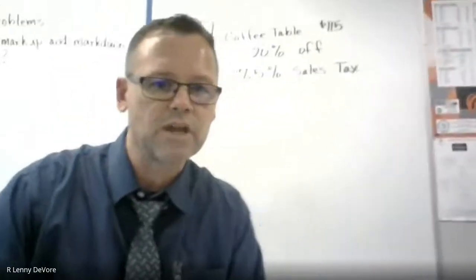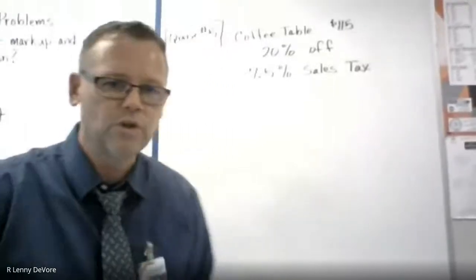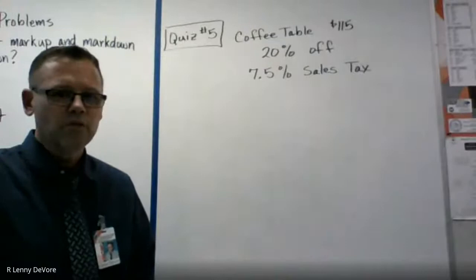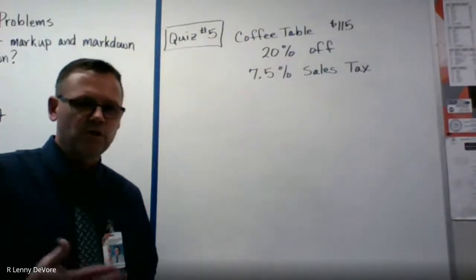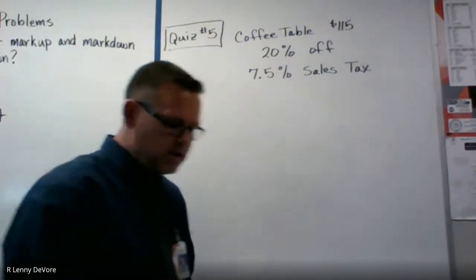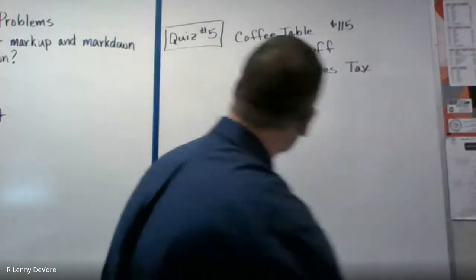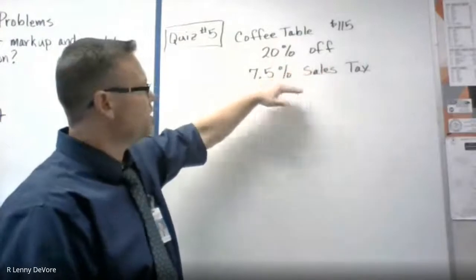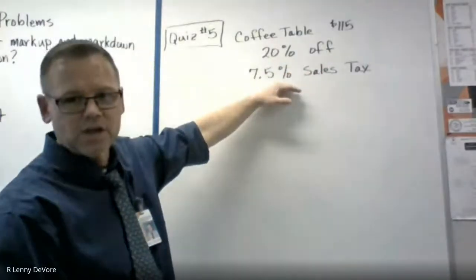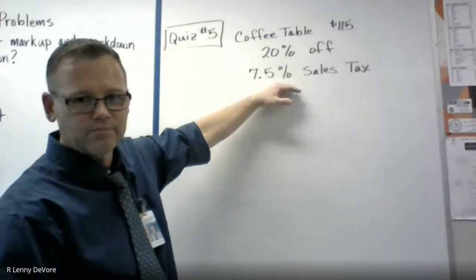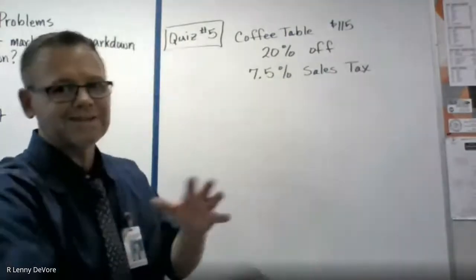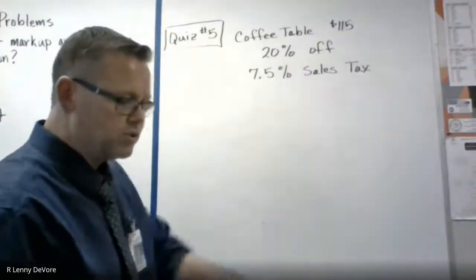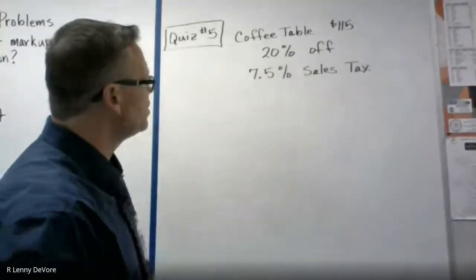Okay, so here's the next one. Now, this is the one I was going to show you. Now, this does the same thing, okay? In other words, we have a coffee table for quiz question number 5, and it's $115. They tell us that this coffee table is 20% off, but then we have to add back in a sales tax of 7.5%. Okay. So I'm going to do this the other way. All right. Even though you haven't had a whole lot of examples, I want you to see how we can make it easier.